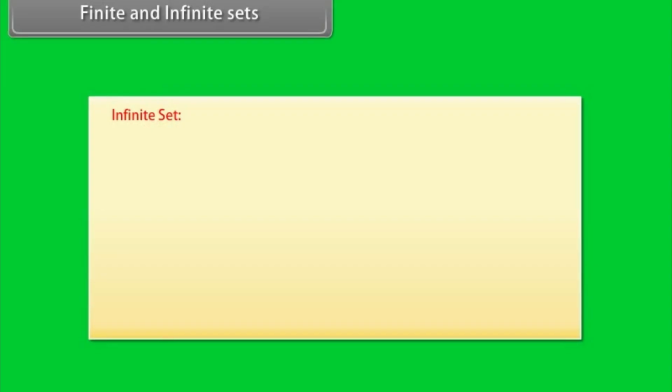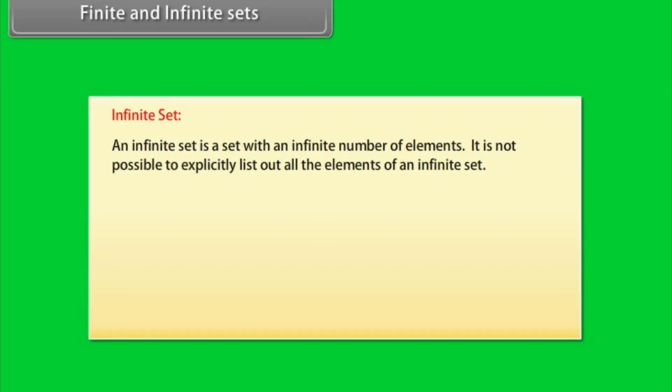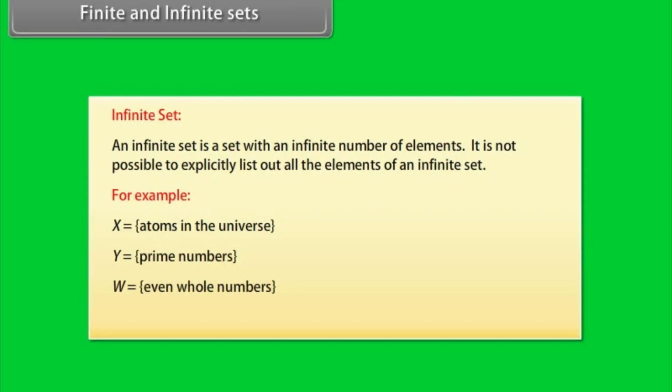Infinite set. An infinite set is a set with an infinite number of elements. It is not possible to explicitly list out all the elements of an infinite set. For example, X is a set of atoms in the universe, Y is the set of prime numbers, and W is a set of even whole numbers, are infinite sets.